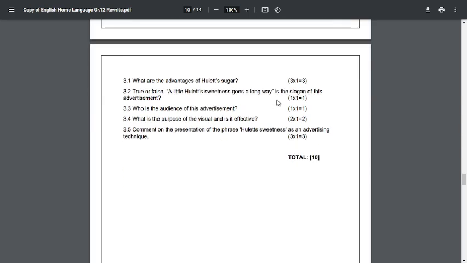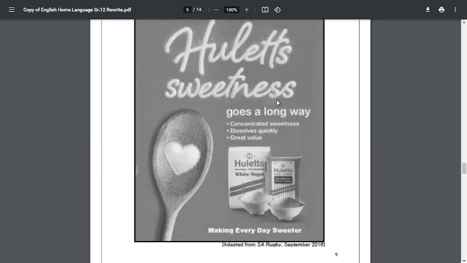Who is the audience of the advertisement? What is the purpose of the visual, and is it effective? Comment on the presentation of the phrase Hewlett sweetness as an advertising technique. What is the purpose of the visual? So this is where you need to think laterally. You need to think, okay, I am an advertiser and I want the people who see this advertisement to do something. So what is the purpose of the visual?